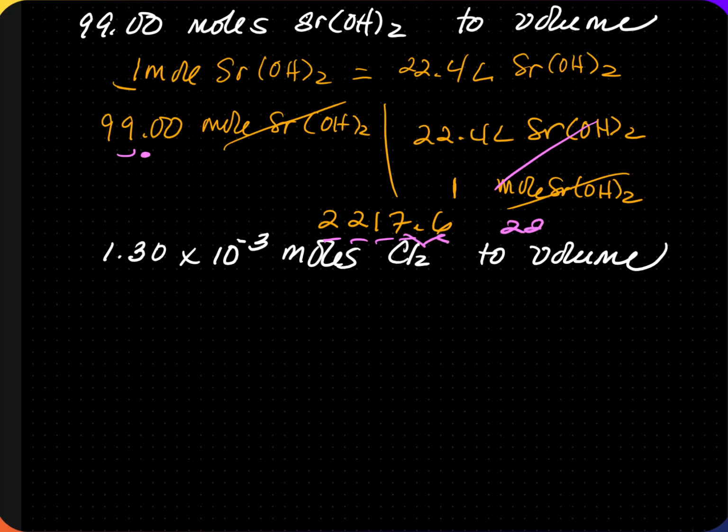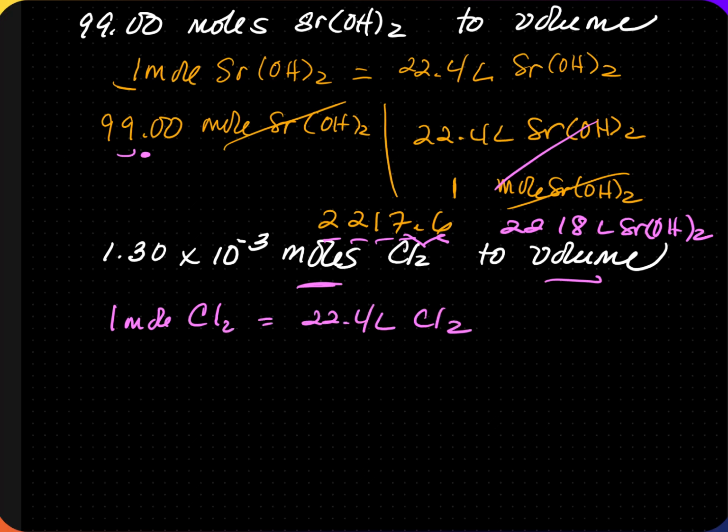So this becomes 2.218 liters of strontium hydroxide. In the last one too, it is molar volume because we have moles to volume. Remember, everything in this chapter will be at STP. So we know 1 mole of chlorine gas is equal to 22.4 liters of chlorine gas. We're going to start with what's given, 1.30 times 10 to the negative 3 moles of chlorine gas.